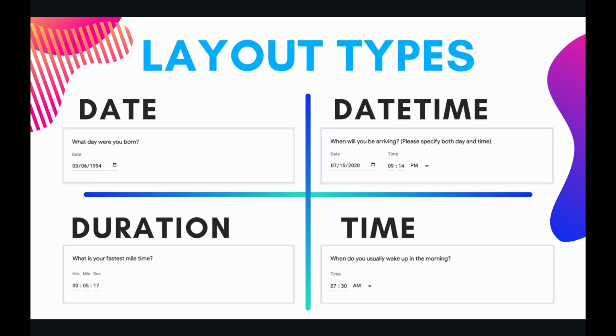Now we have the time item, which is again the same as the date time item. However, we are not including the date, so we're only asking for a specific time, and it has to be an hour, a minute, and an AM or PM.